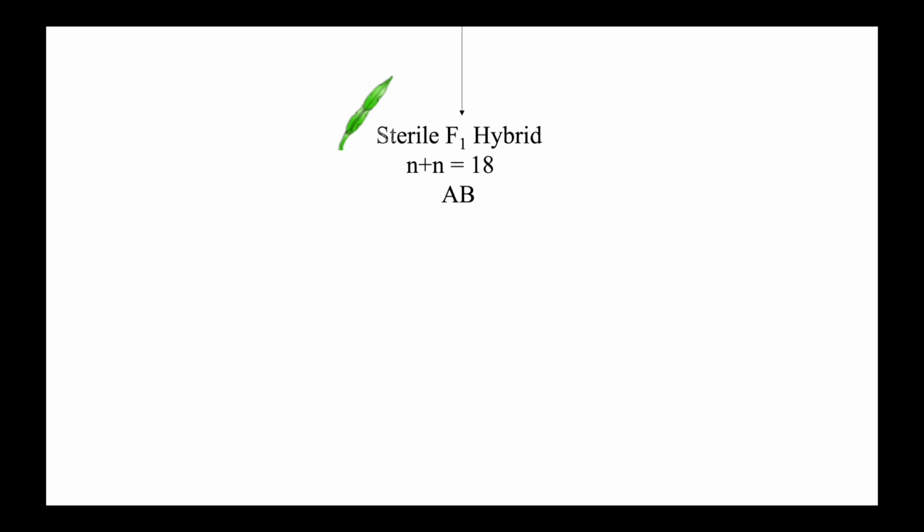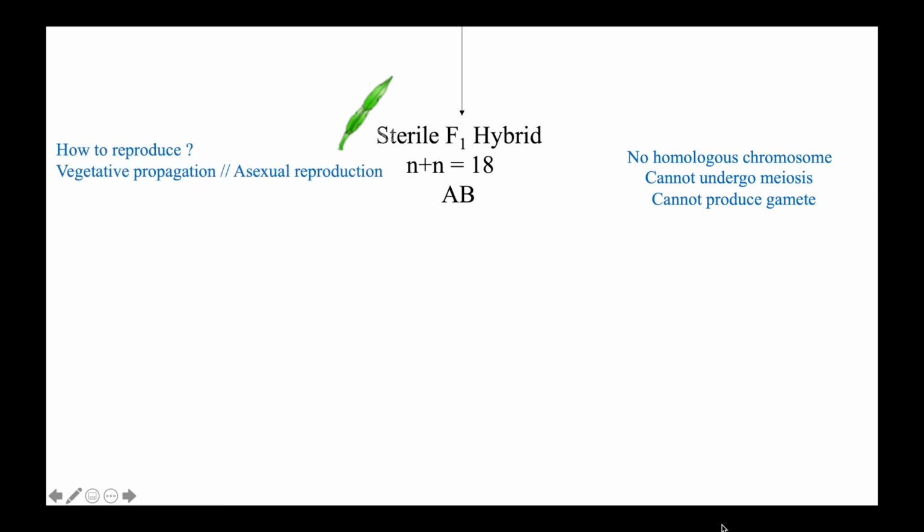Even though the chromosome number goes back to 18 just like the parent species, the 9 chromosomes coming from Raphanus and the 9 chromosomes that come from Brassica do not match. Since the 2 sets of chromosomes do not match, the F1 hybrid is sterile. This is because there is no homologous chromosome, so the F1 hybrid cannot perform meiosis, hence is unable to produce gametes. If this sterile F1 hybrid carries a beneficial trait, to propagate it we need to perform vegetative propagation or asexual reproduction on it.